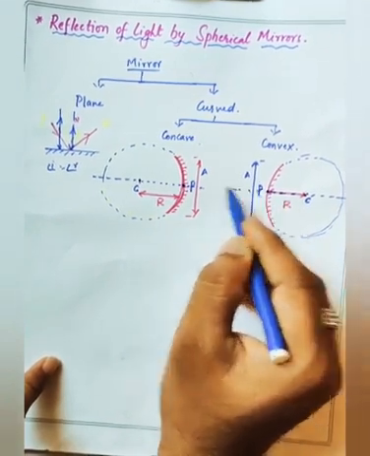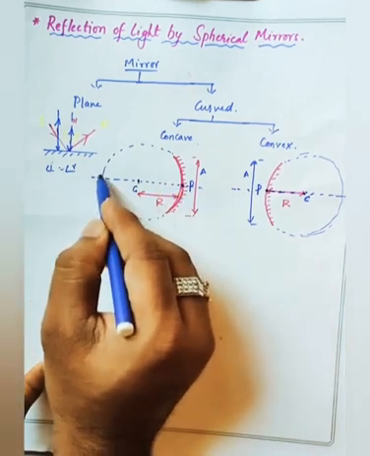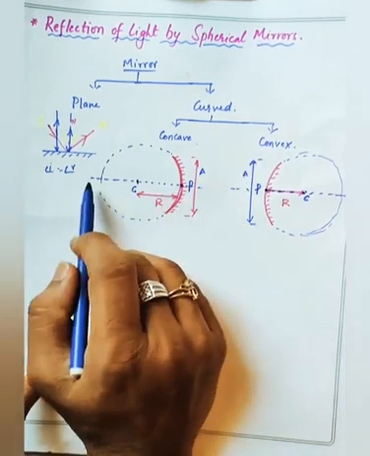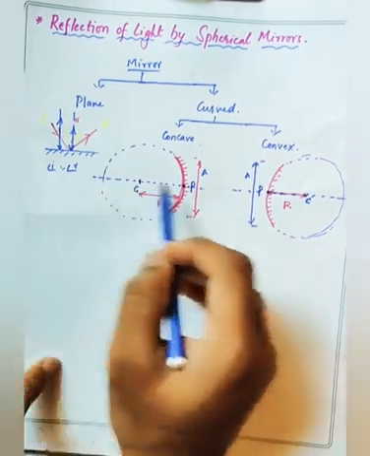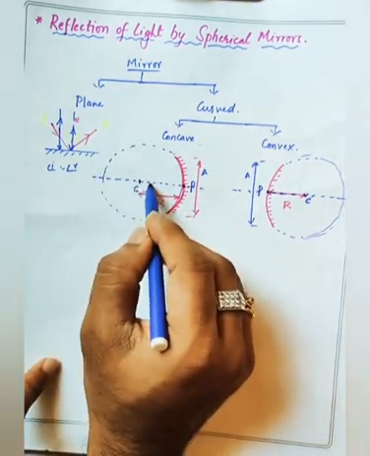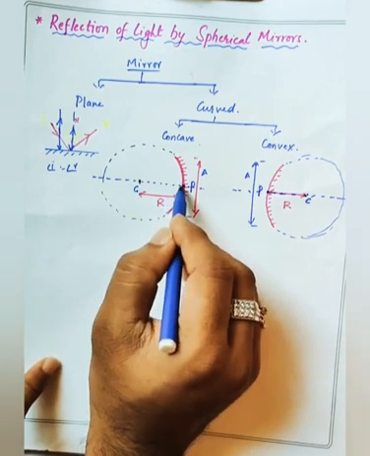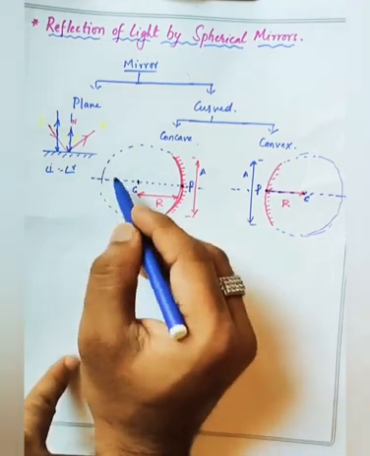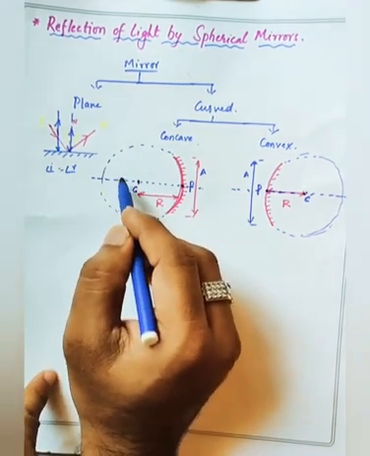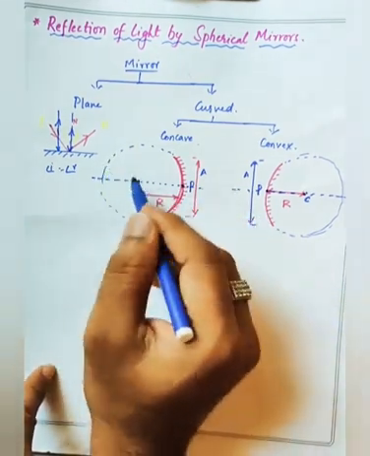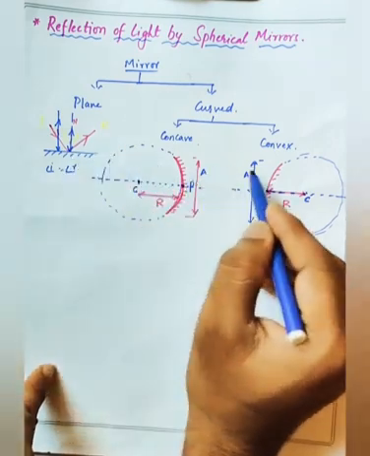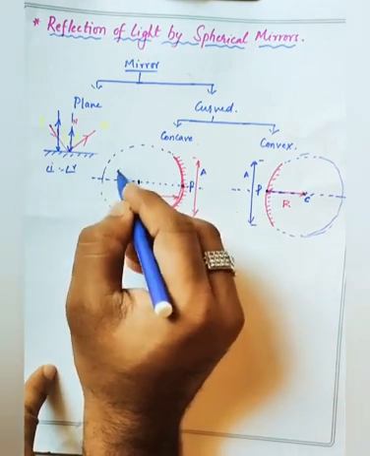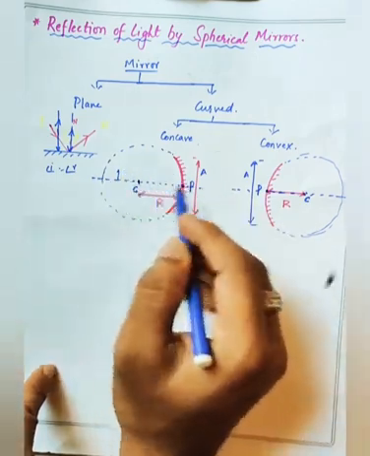Principal axis is simply the line joining the center of curvature and the pole. There is no particular distance for this, it can be infinite. Now the rays should always be parallel to this principal axis. Whatever rays are coming, maybe from infinity, or if we keep some object here, the rays always should travel parallel to this principal axis.